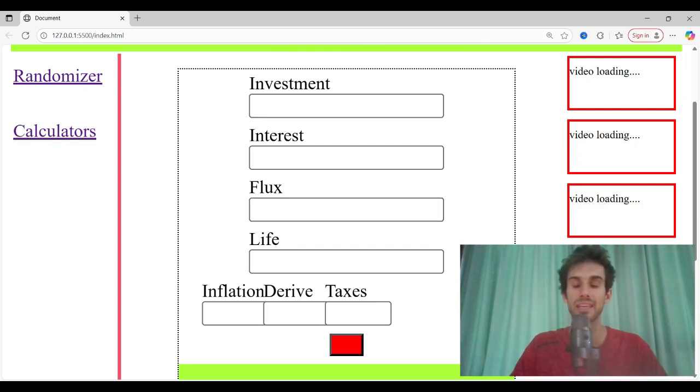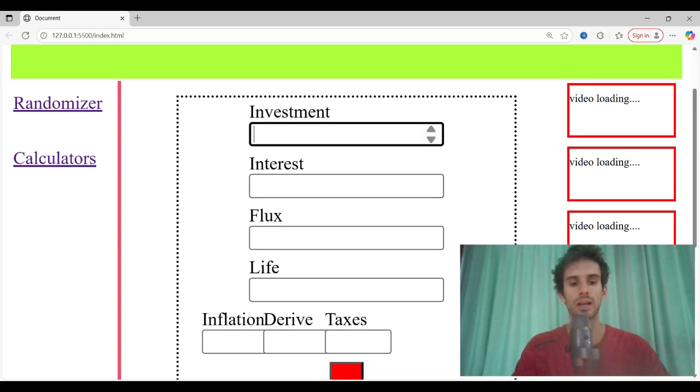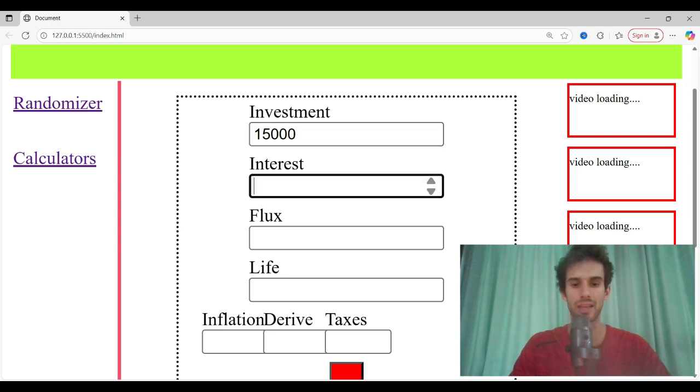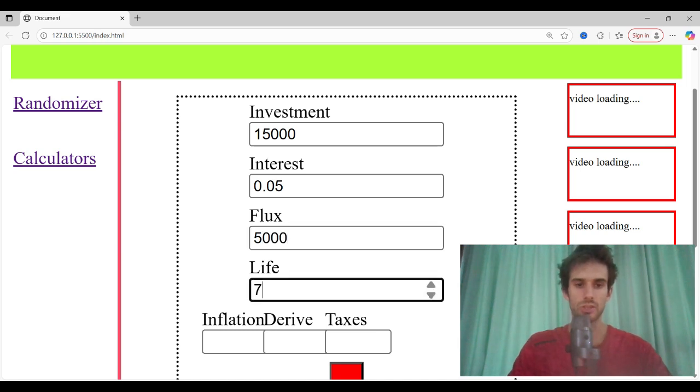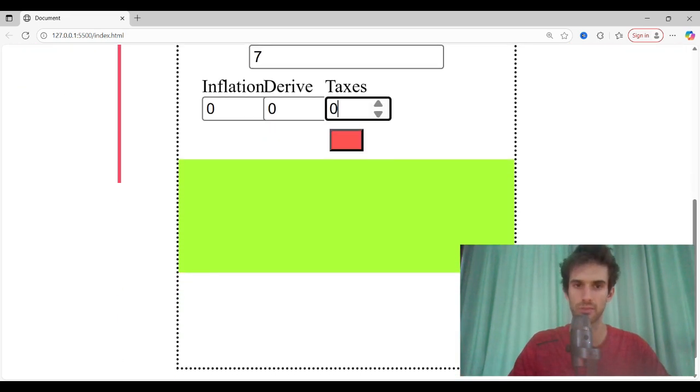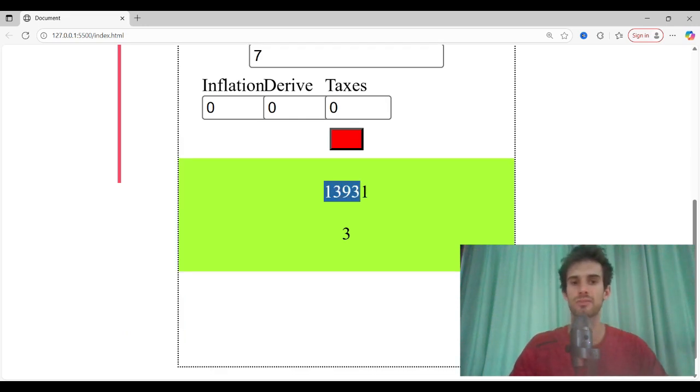I'm going to explain each of these parameters: interest, investment, flux, life, etc., in this lesson from a mathematical point of view. Then we are going to implement it inside JavaScript. Just now, only to show you an example of how it works, I place some values inside these fields. We will see now a result appear, which will be the net present value. Okay? So this is the net present value, and this is actually another parameter, which is the time of return.